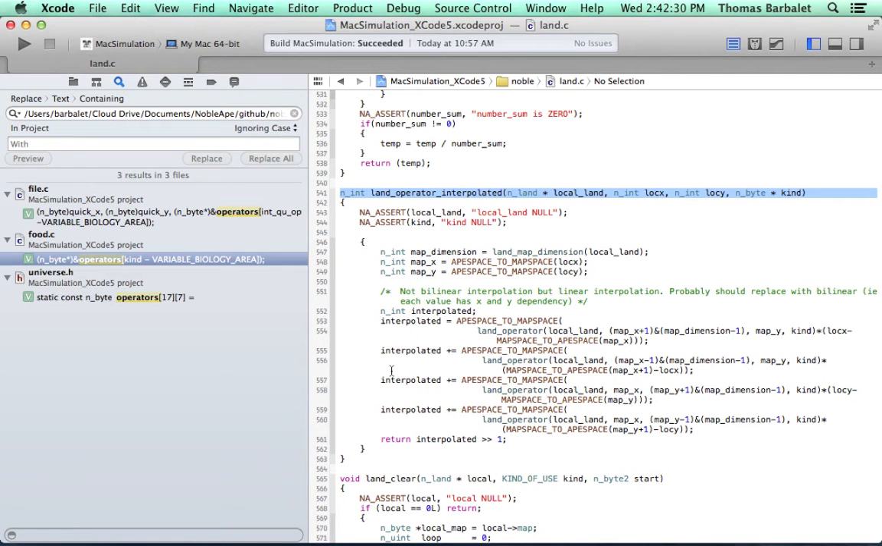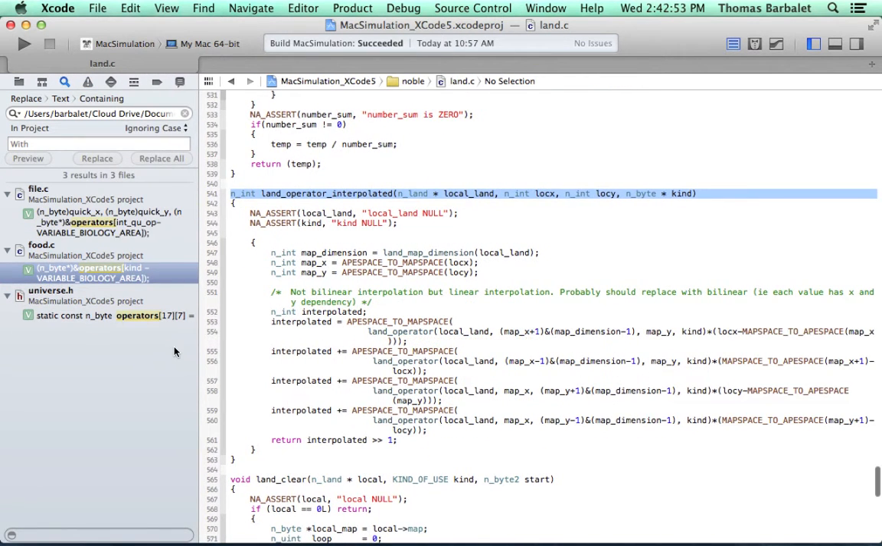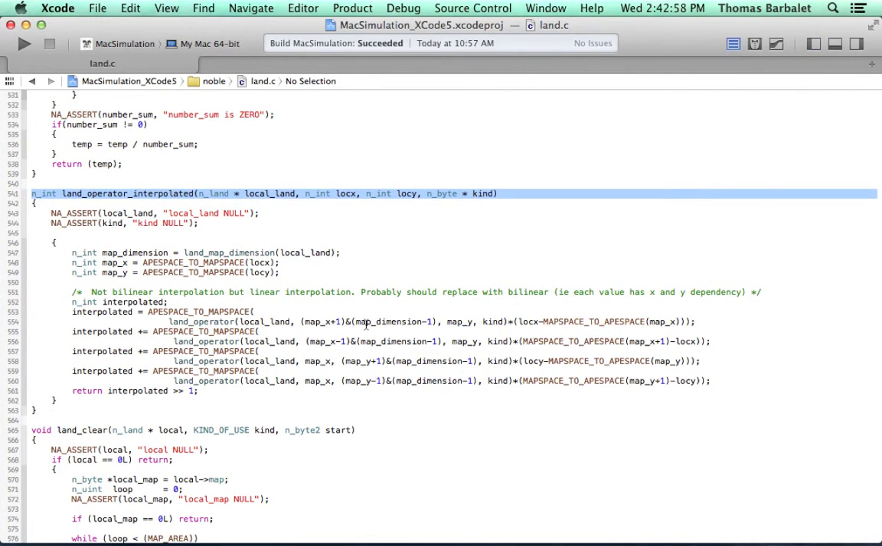But here, what it's trying to find is an interpolated value of the surrounding location. Which is interesting. So in the last video I actually had some issue associated with how this was being used. I want to get a better understanding of it. So let's have a look at it specifically. So this gets a land operator back, but for some reason it uses ape space to map space, an interpolated value.